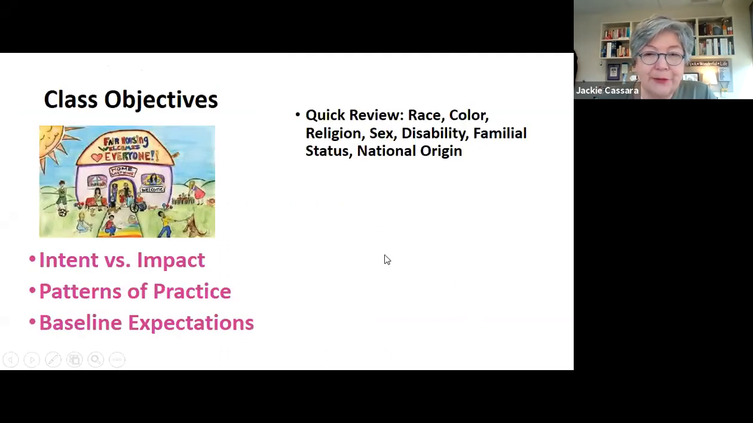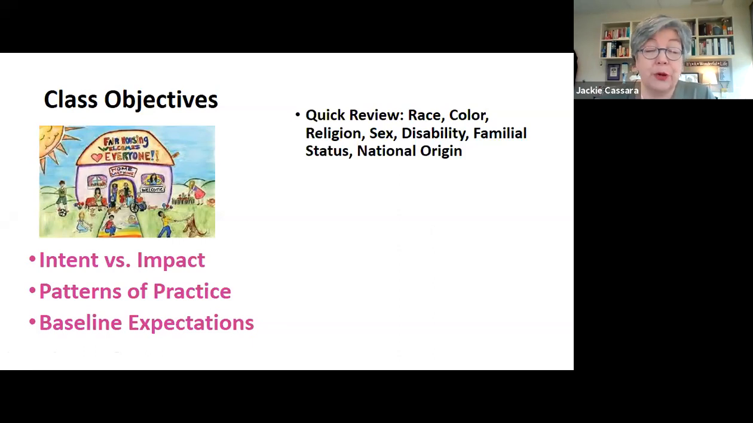Just to give you an idea of the things that we're going to be talking about, again, this notion of intent versus impact. It's probably one of the most foundational aspects of what we need to be paying attention to in fair housing. We'll talk about your patterns of practice, the baseline expectations. Those are pretty much the three key components of the things that we'll be covering.